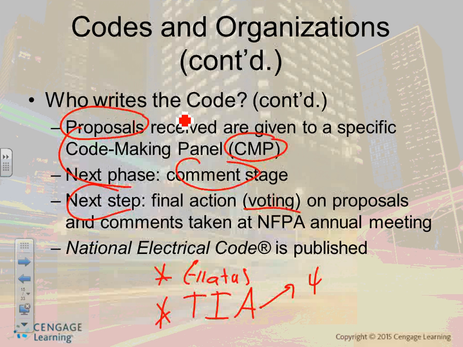But for the most part, remember, these are only the 3%. All this errata and tentative interim amendments, it's only the 3%. The 97% is solid. When you get the book, you get the 97%.